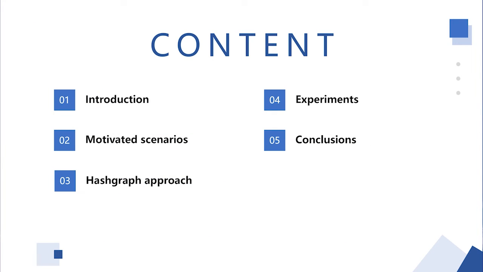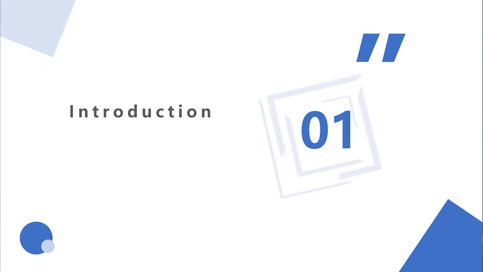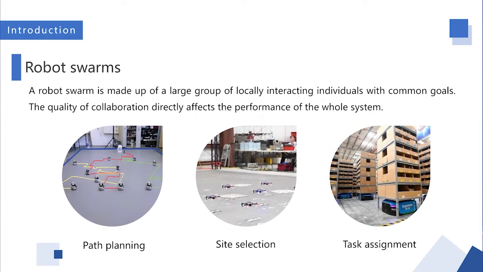My presentation will cover the 5 aspects. Let's begin with the part of introduction. A robot swarm is made up of a large group of locally interacting individuals with common goals, and it has been applied in many scenarios, such as path planning, site selection, and task assignment.